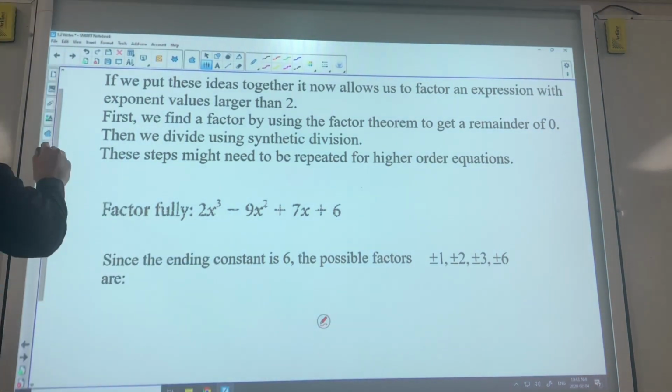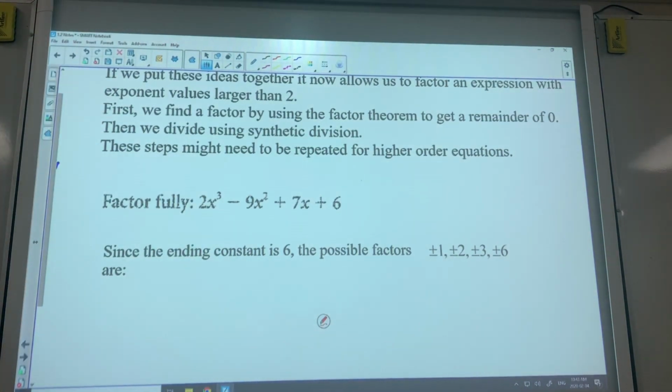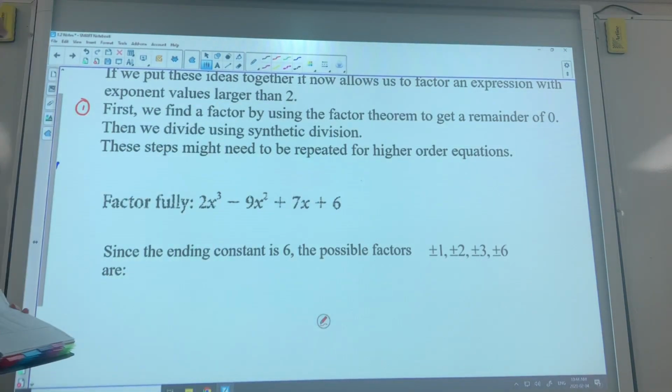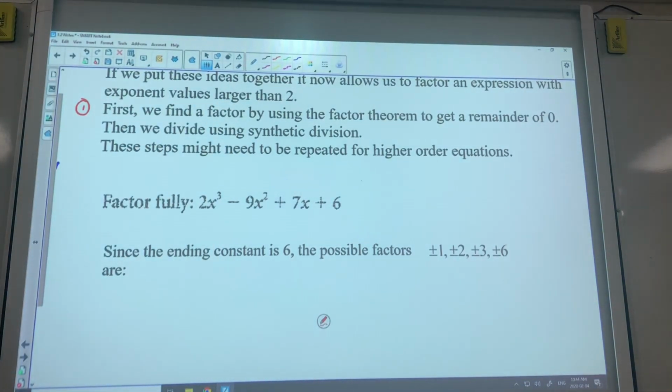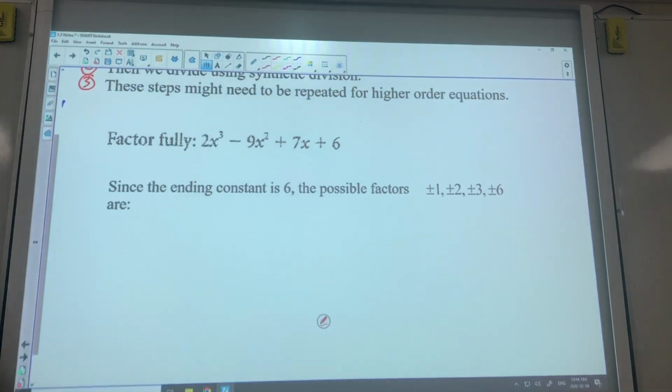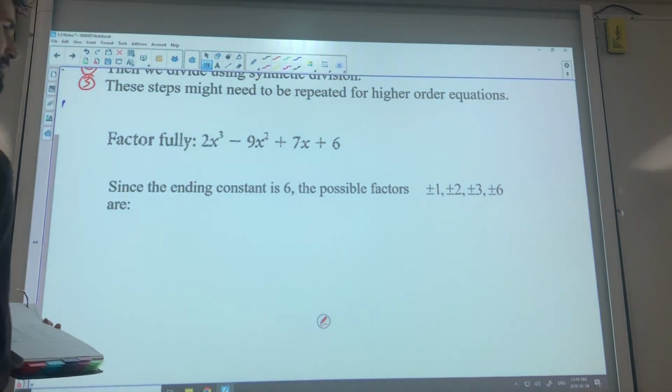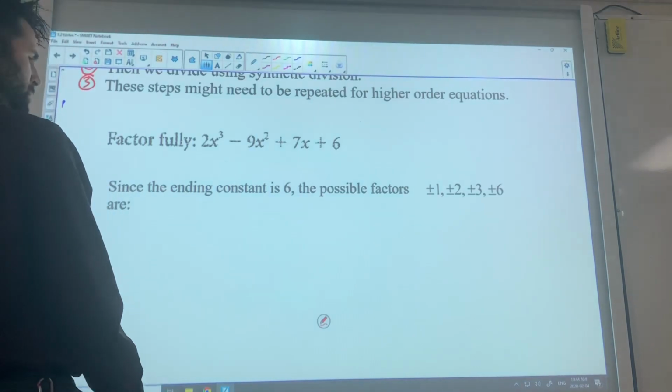Okay. All right. So we're going to put all those ideas together. Step 1: we have to find a factor by using the factor theorem to get a remainder of 0. Then we can use synthetic division to factor, and you may need to repeat that step until you have the entire polynomial factored. So, factor fully. This one here.